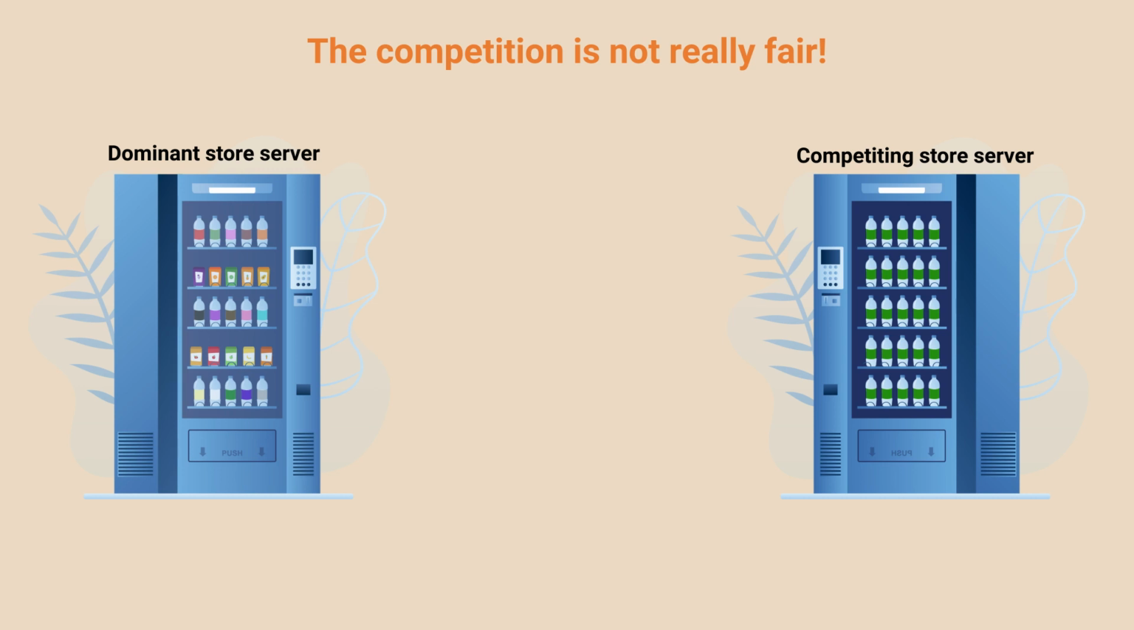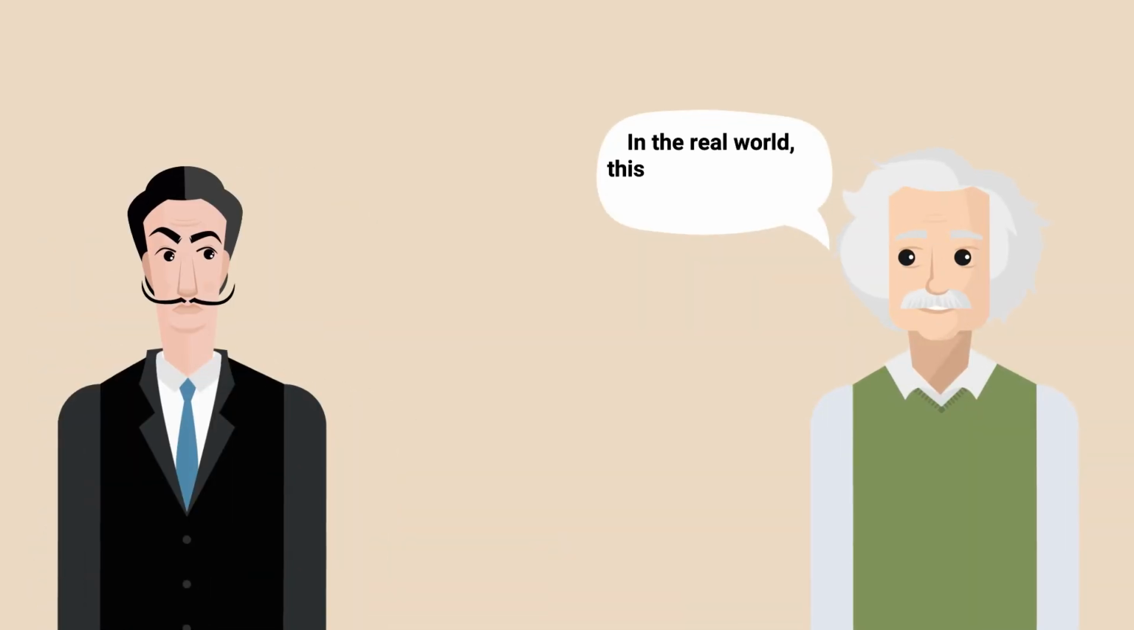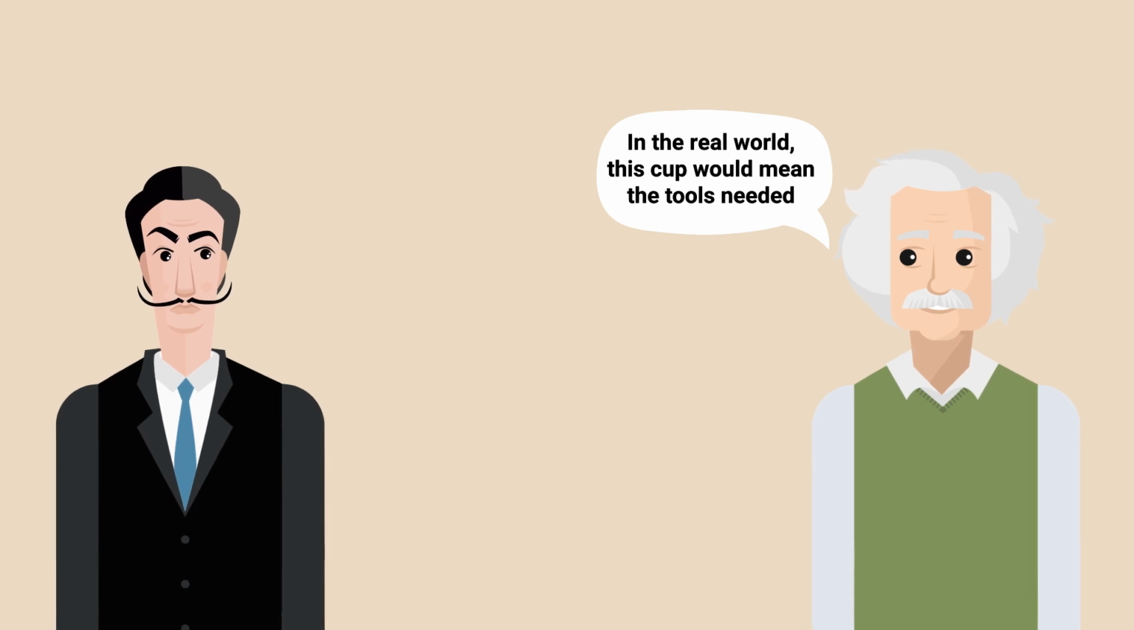But on top of that, there is a cup needed to drink, to avoid having to drink with our hands. The problem is that the cup is exclusively tied to the dominant machine. In the real world, this cup would mean the tools needed for the apps to run well on the user phones, to run as those apps were designed for.